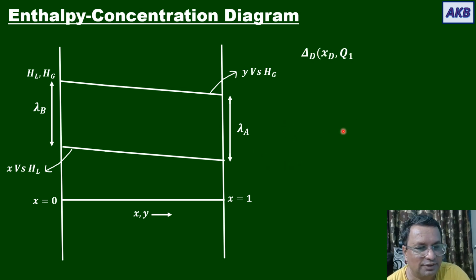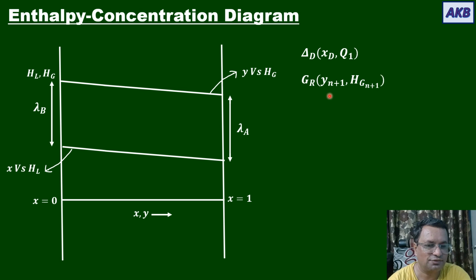Okay, and we have these points which we got in our discussion. One was delta D with coordinates of xD, Q1, then GR with coordinates of yn+1, Hgn+1, LR with coordinates of xn, Ln, HLn. So this delta D will be represented over here. This point will have coordinates of xD, Q1. Delta D will be represented in this way on the enthalpy concentration diagram.